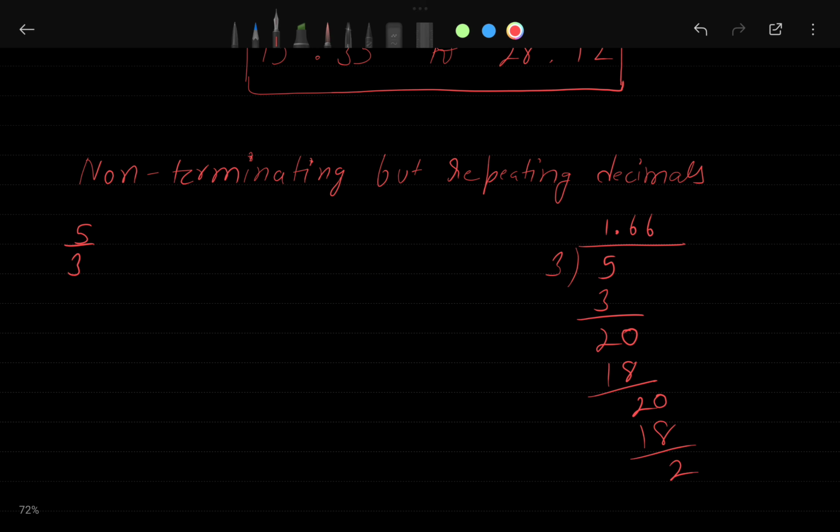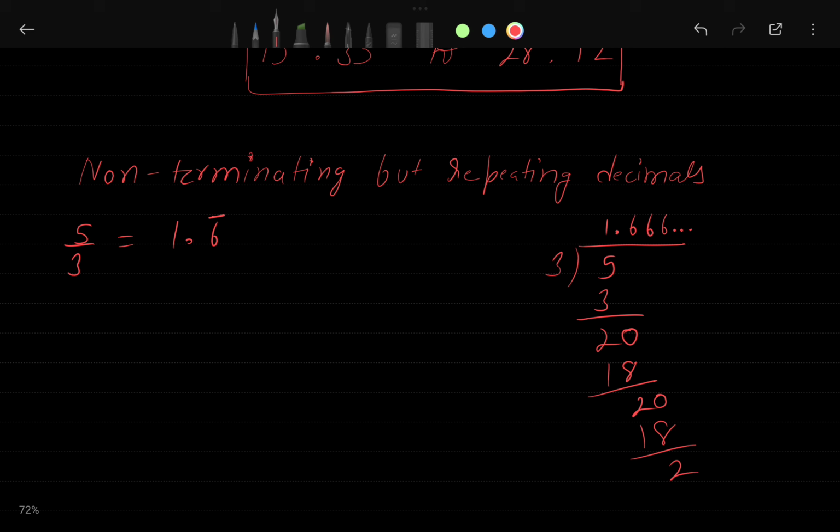So you can see that no matter how many times I continue with this division, I will again and again get remainder 2, and because of this 6 will keep on repeating in the quotient. So you can see that my remainder is never becoming 0, and I am getting the same number 6 in the decimal again and again. So I will write 5 by 3 is equal to 1.6 bar. And this bar indicates that this 6 is being repeated infinitely many times.